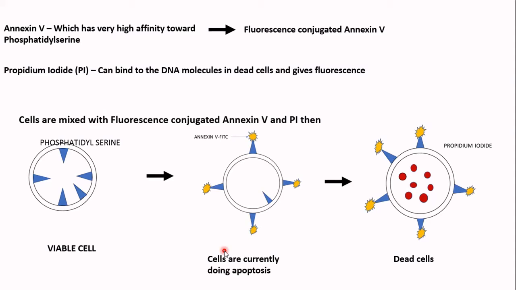We'll be getting single fluorescence for annexin 5, and dead cells will be getting double fluorescence for both annexin 5 and propidium iodide. So when we analyze the cells by flow cytometer, we can make a graph, and on the x-axis we can keep the fluorescence intensity for annexin 5, and on the y-axis we can keep the fluorescence intensity for propidium iodide.